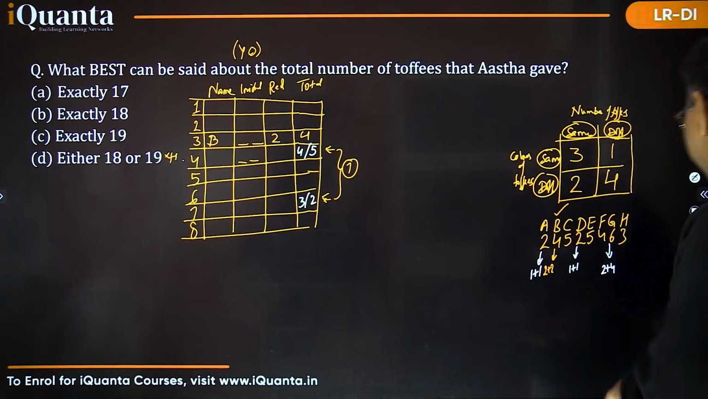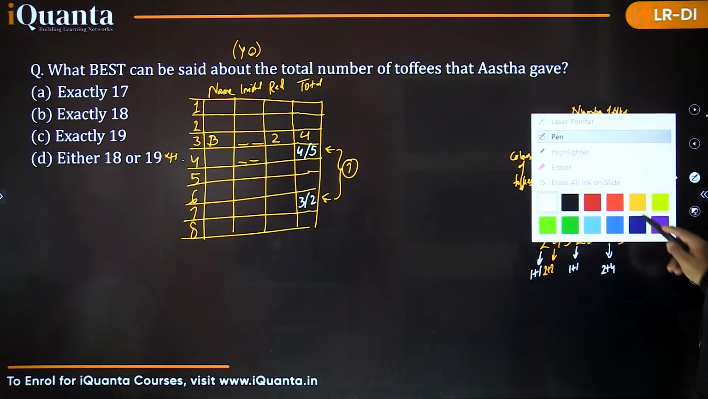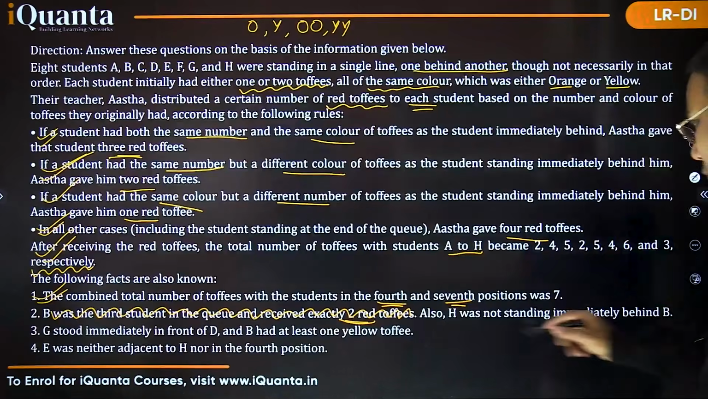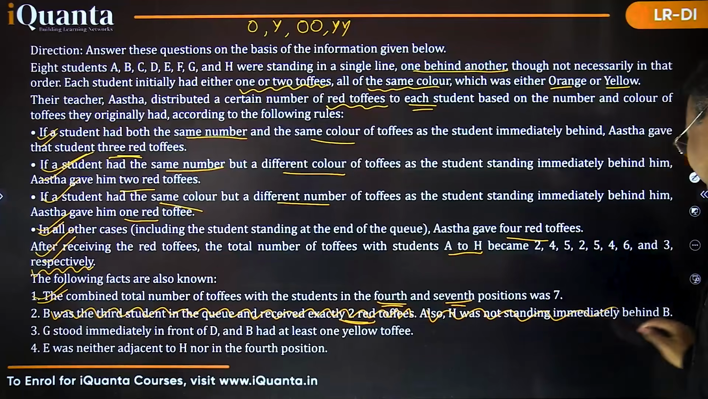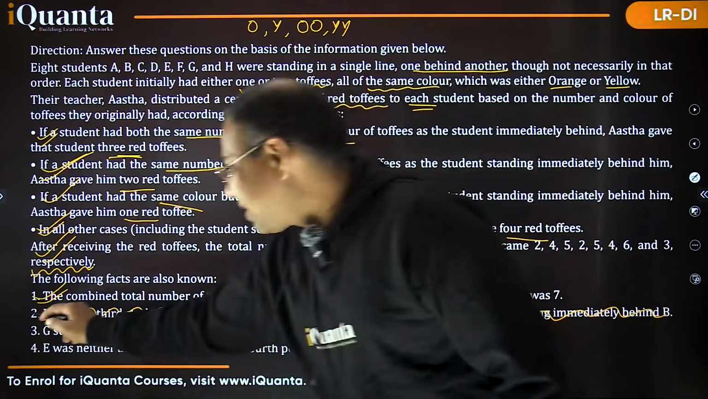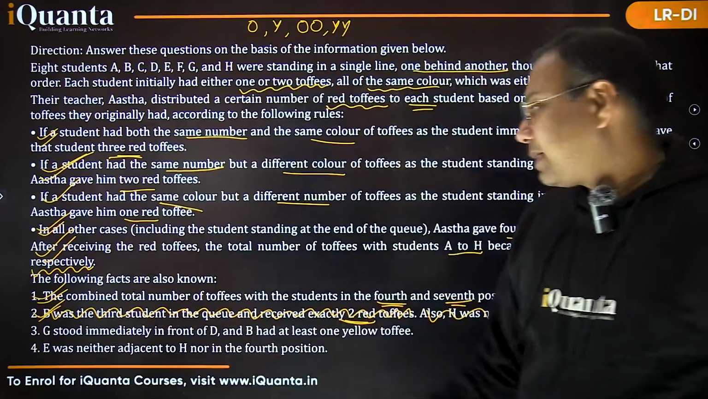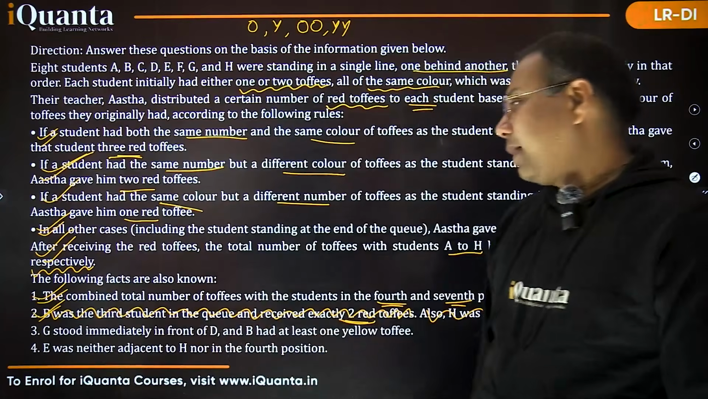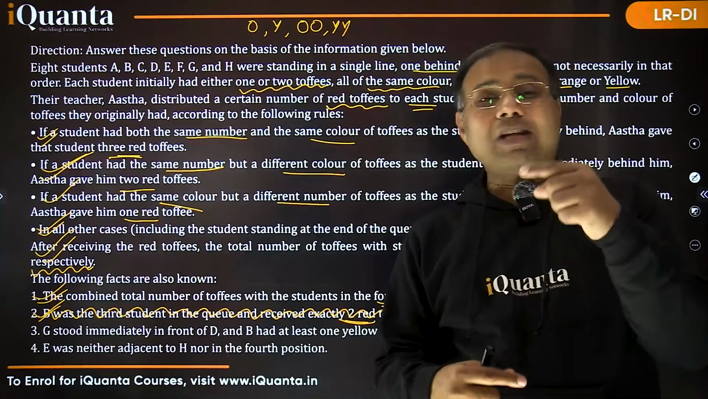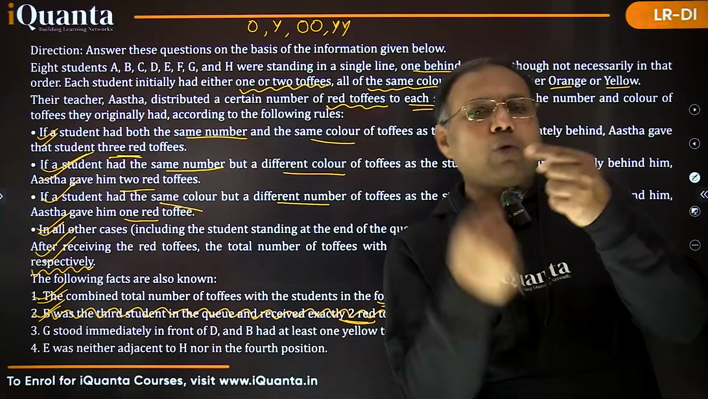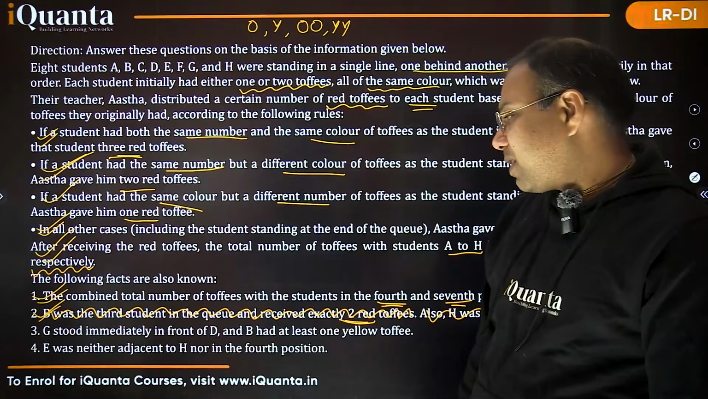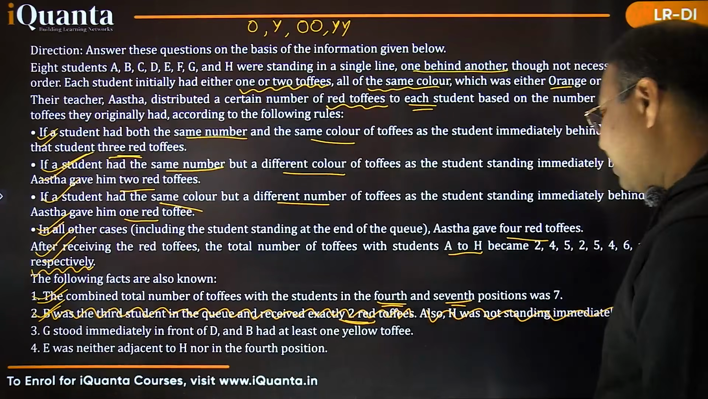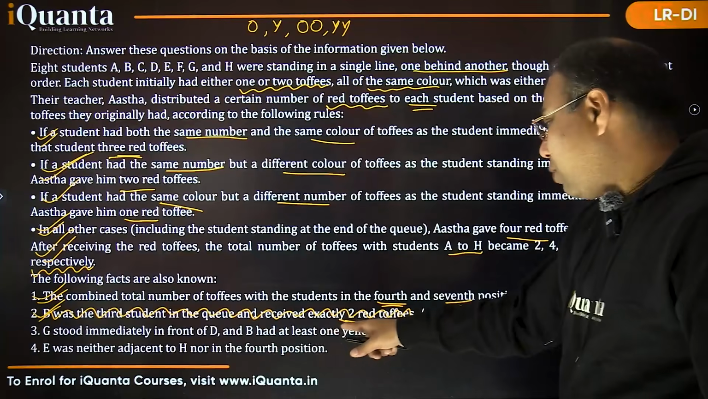But before that, let's read the further points as well. So this point also we have mentioned. So let me cancel that one also. Basically, we can check it also. 3rd point, it says G stood immediately in front of D. Okay, so G stood immediately in front of D. So D is seated right behind G, right? G stood immediately in front of D. G and D are in that order, and B had at least 1 yellow trophy.